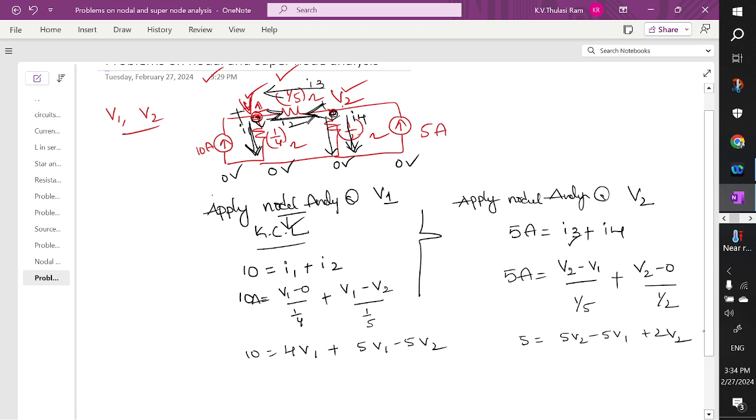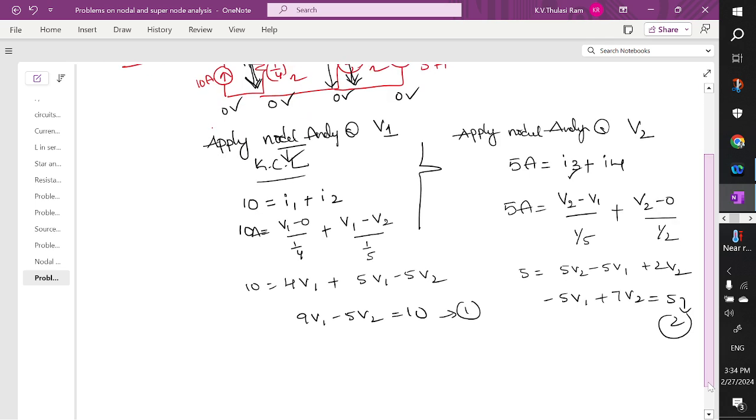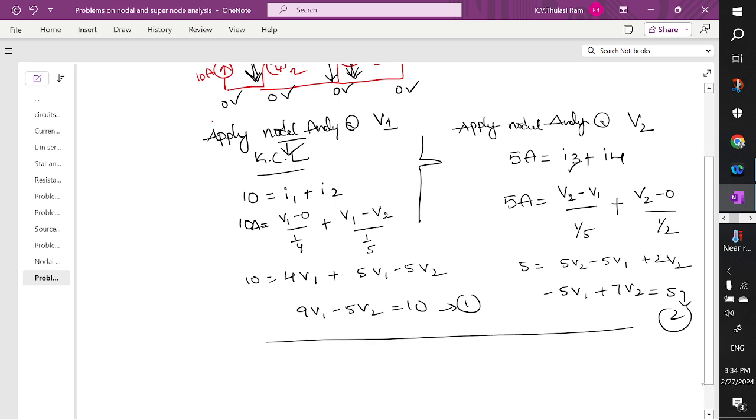When you solve this, you are going to get 9V1 minus 5V2 is equal to 10 as one equation. The second equation is minus 5V1 plus 7V2 is equal to 5. This will constitute the second equation. Use your calculators to find the values of V1 and V2. When you solve it, you're going to get V1 as 2.5 and V2 as 2.5, both are the same.